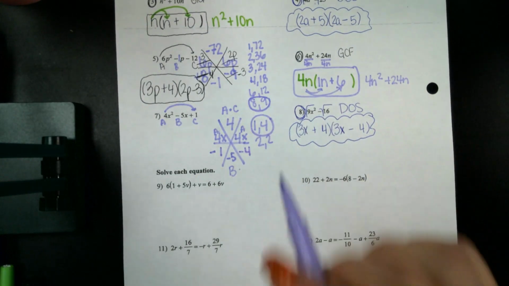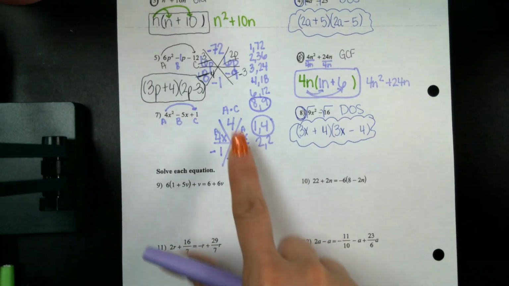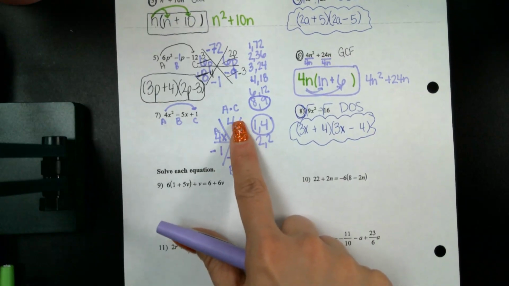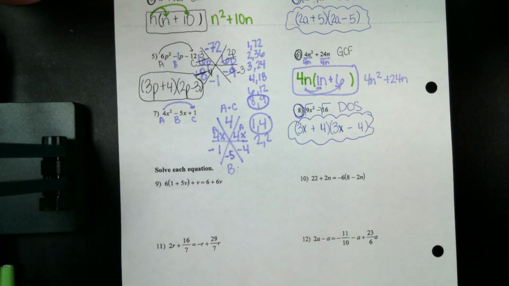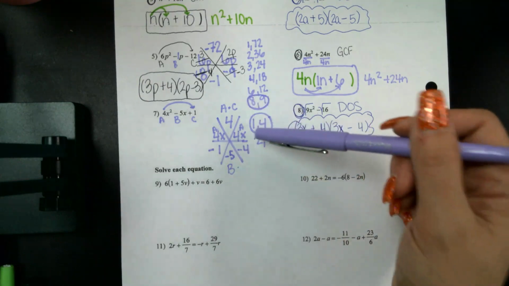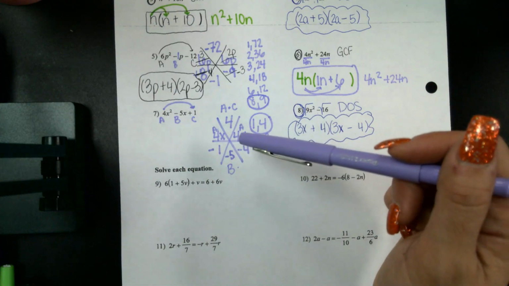They both have to be negative. And again, ask yourself, is -1 times -4 +4? Yes. If I add them, is it -5? Yes. This is when knowing your integer rules comes in.